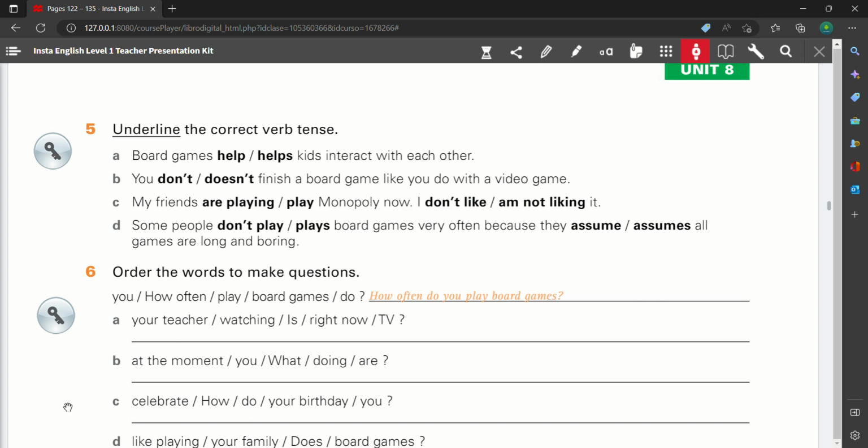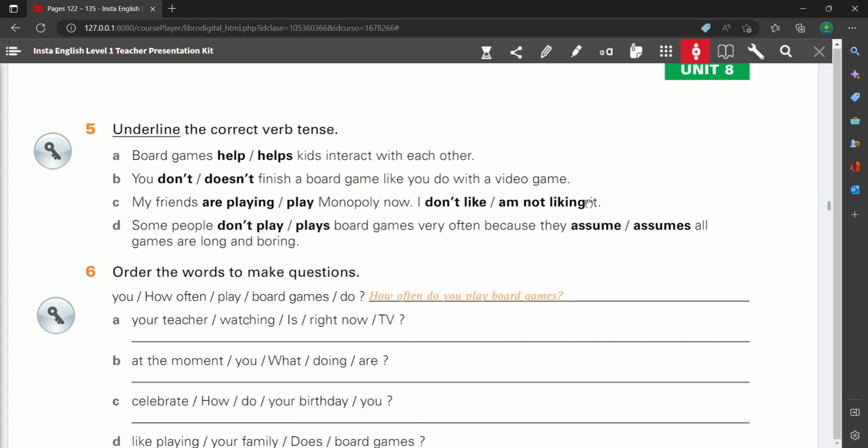Board games helps kids interact with each other. Games help. You don't or you doesn't. Of course you don't finish a board game like you do with a video game. My friends are playing or play Monopoly now. Remember, now is a time expression for progressive. My friends are playing Monopoly now.